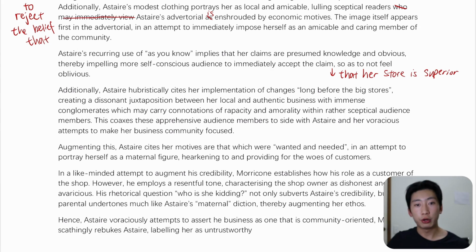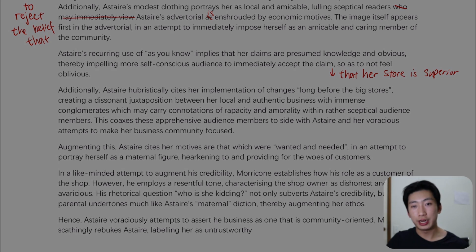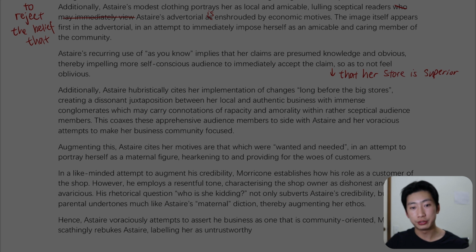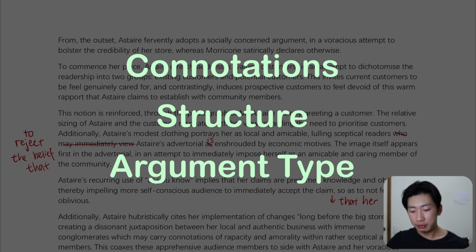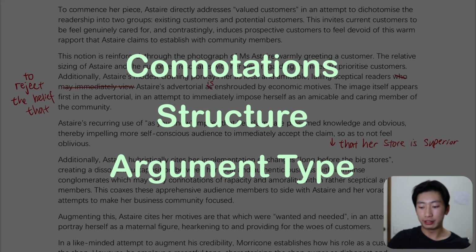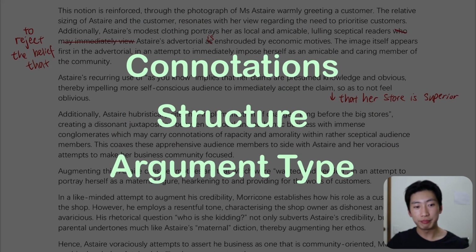Awesome link. So overall, this does really well with the connotations and unpacking of individual words. And the structure of the how, what, why is also very great and very clear. And also the argument type is mentioned, I think, yep, at the top. So that is awesome to see.